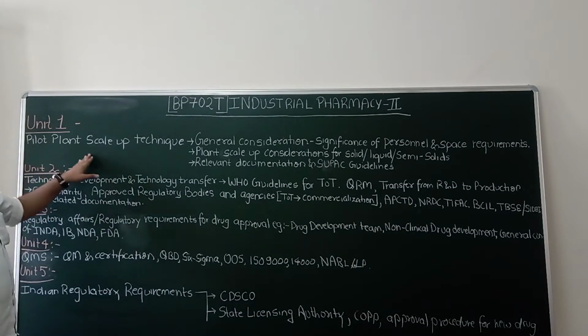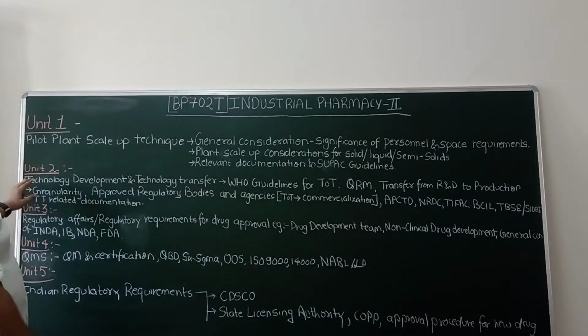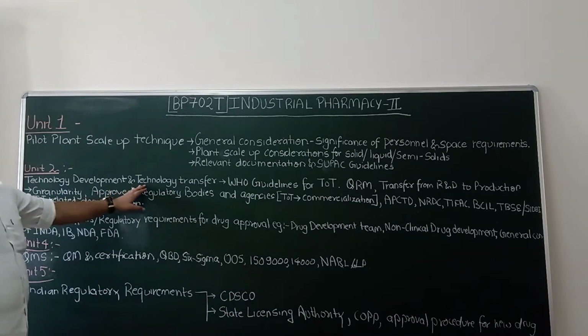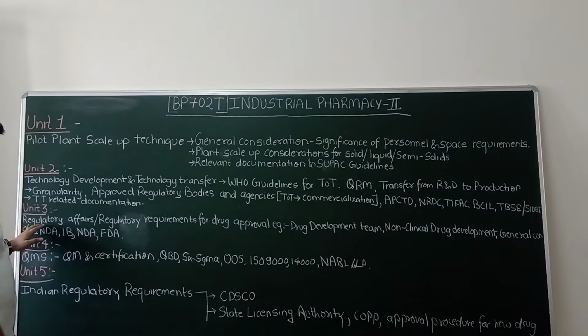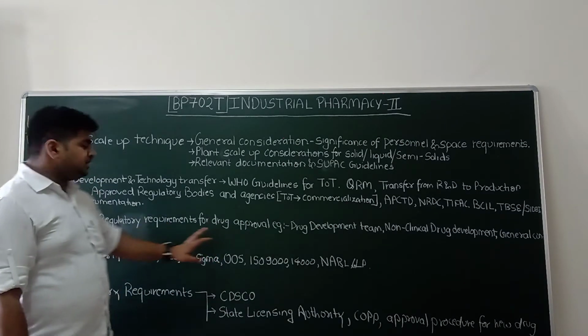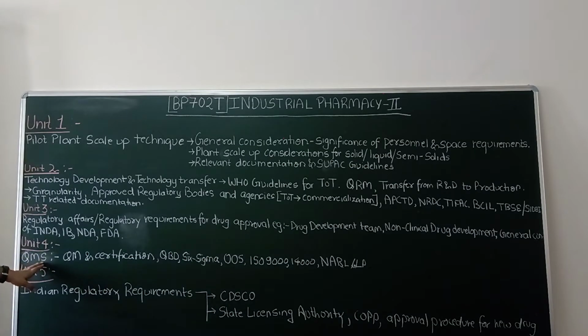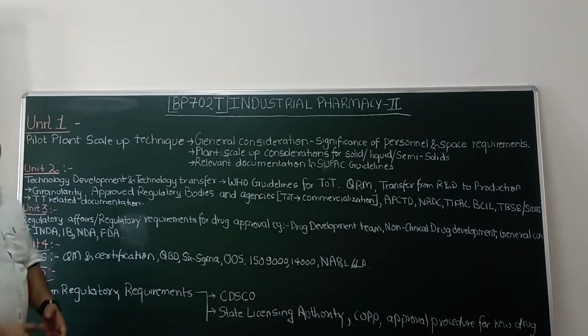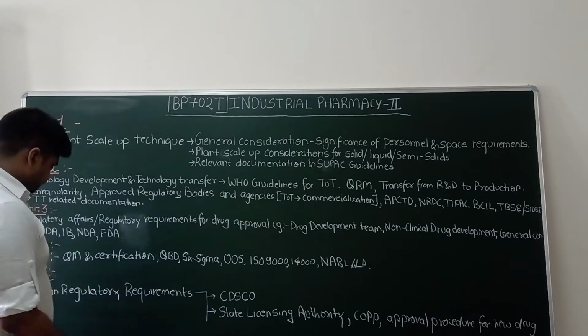Number first unit is pilot plant scale up technique. Number second unit is technology transfer and technology development. Number third unit is regulatory affairs and regulatory requirement for drug approval. Unit fourth is QMS, that is quality management system, and unit fifth is Indian regulatory requirement.